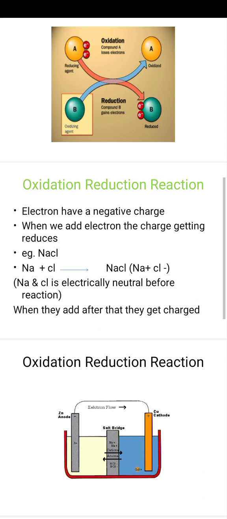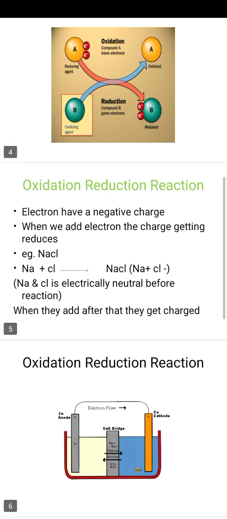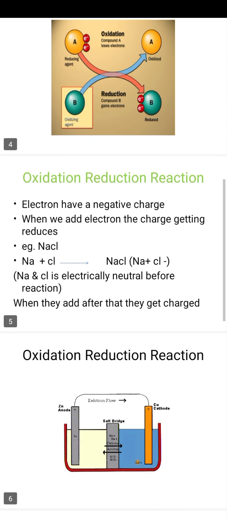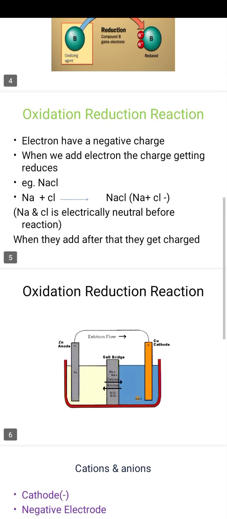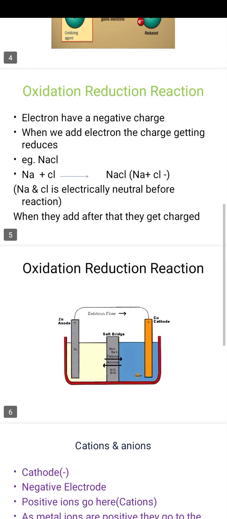When the oxidation-reduction reaction takes place between them in NaCl, Na becomes Na+ and Cl becomes Cl-. When the reaction has happened, they get charged.